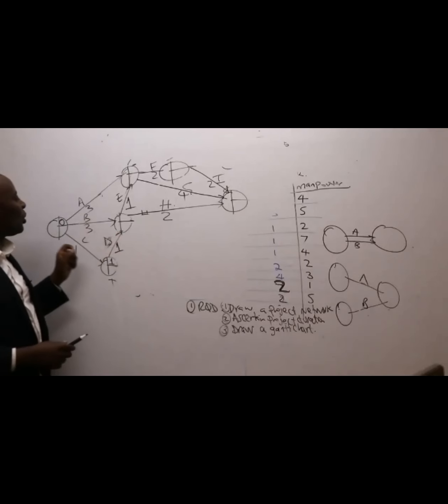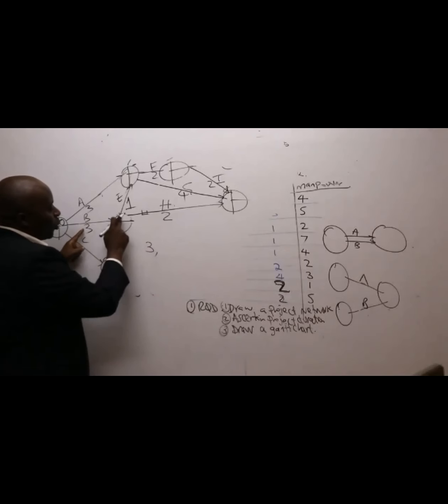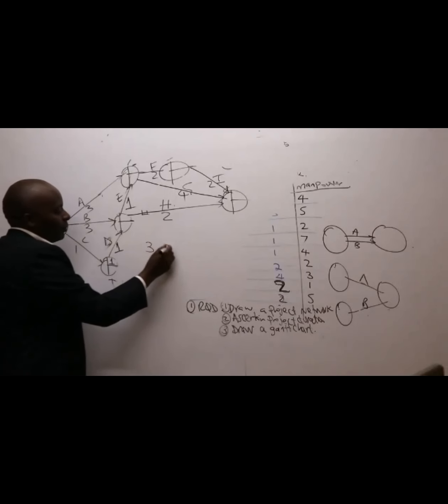No problem. So what I'll do, first of all, I'll say arrow B will give me how much? 0 plus 3. Arrow B will give me a total earliest finishing time of 3. How about arrow D? Arrow D will be 1 plus 1, which gives me 2.